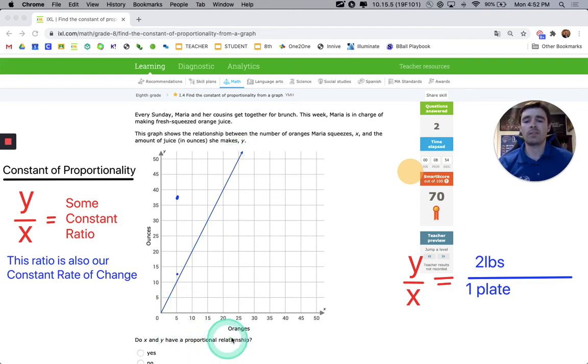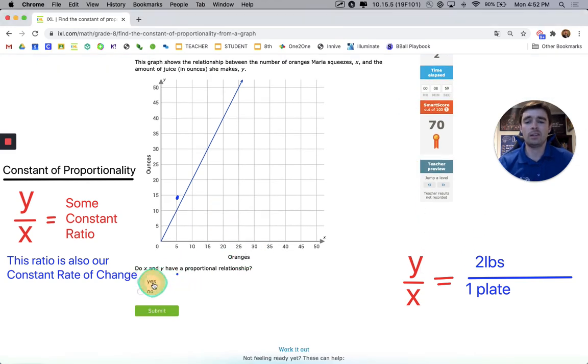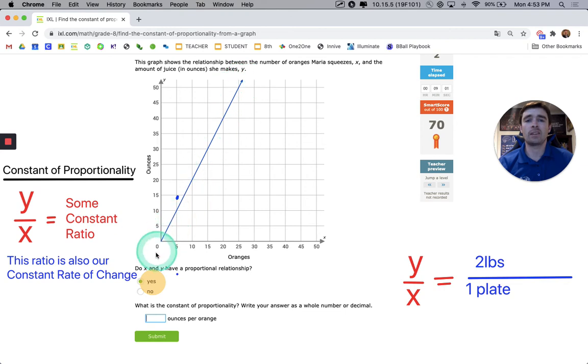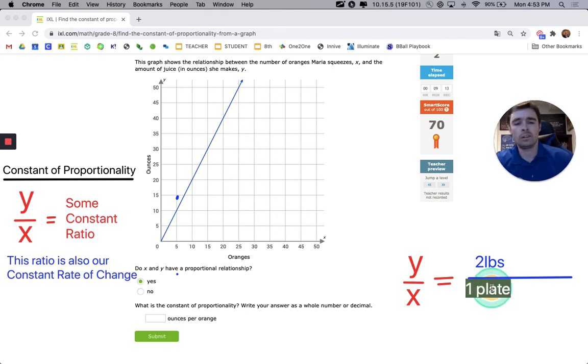So they asked, does this have a proportional relationship? I'm going to go ahead and just say yes, that it does. I believe at this point that anything that's a straight line that starts at the origin is a constant ratio, and we're about to see why. In this case, we're looking at oranges as measured on the x-axis, so I'm going to change my x-axis here to oranges. And on the y-axis, we're measuring the ounces. So Maria's squeezing some oranges, and we're measuring how many ounces of orange juice she gets out of those. So we'll call that ounces of juice.